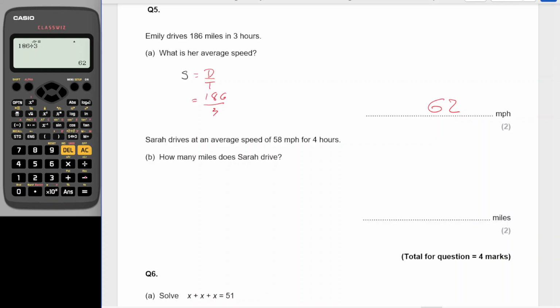Sarah drives at an average speed of 58 for 4 hours. How many miles does she drive? Well, if speed is equal to distance divided by time, distance is equal to speed times time. So 58 times by 4. 232.